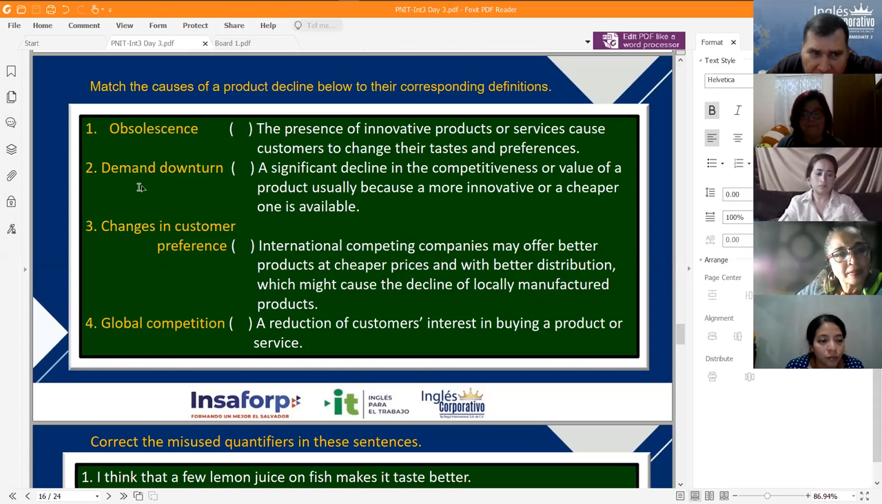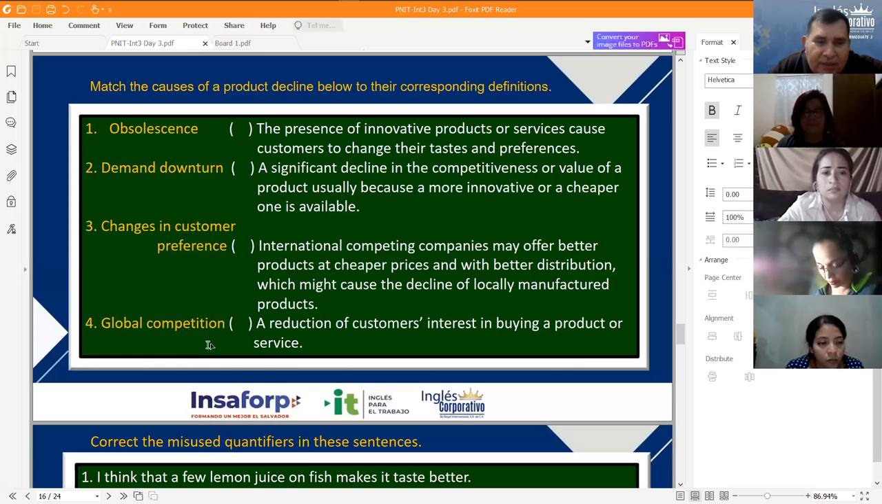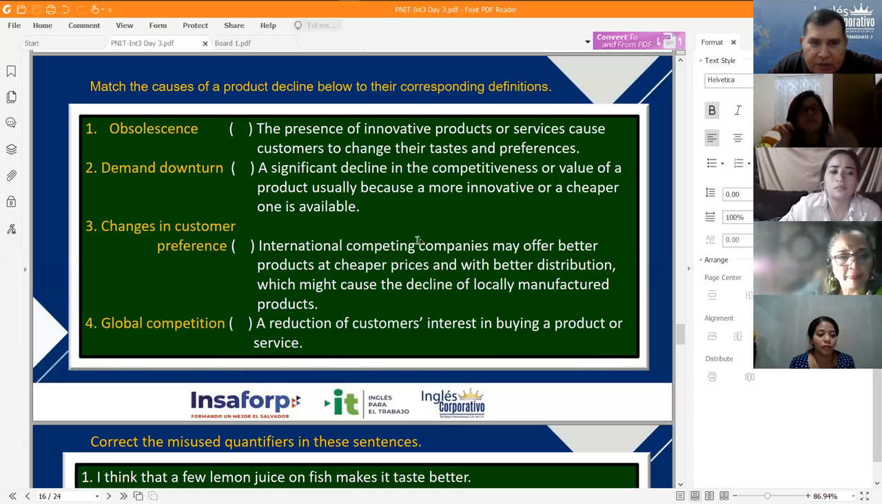Okay, let's continue testing the possibility if we find anyone better. See, these are the options. Demand downturn, okay? Changes in customer preference, global competition. Global is around the world, international. And we have competition and competing companies. So, do you think that four can be here? Yes. Global competition. International competition.